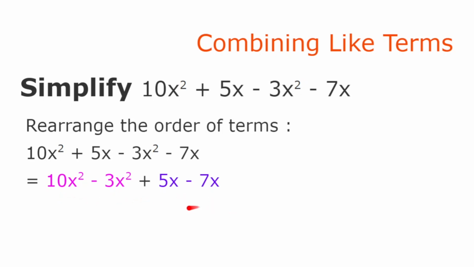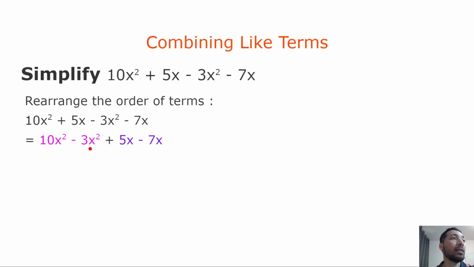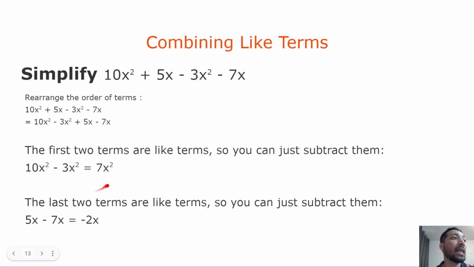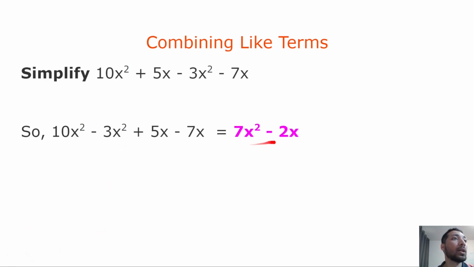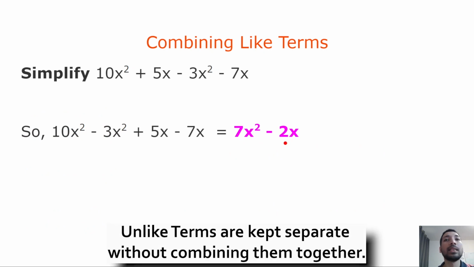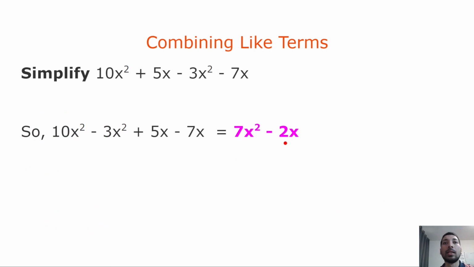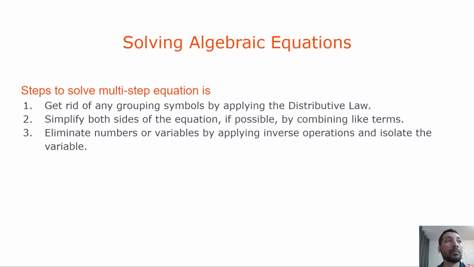Now if we add them, 10 minus 3 is 7, so it becomes 7x squared. 5 minus 7 is negative 2, so this is negative 2x. So our simplified expression is 7x squared minus 2x. This is how we combine like terms. Now we'll see how we can use this strategy in the multi-step equation.